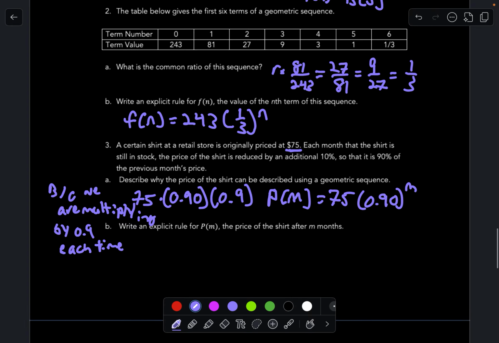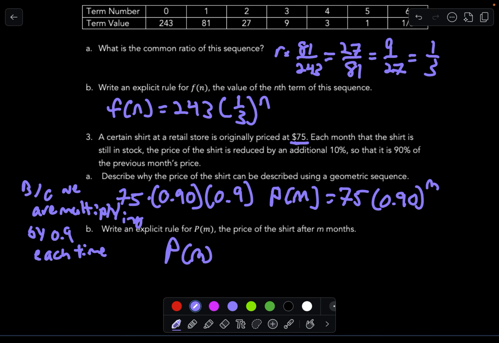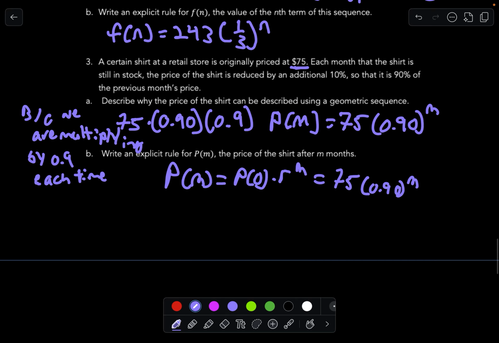So I wrote it up here. P of m will equal your P of 0, your initial term, times r to the mth power, which is 75 times 0.90 to the mth power. And that's how you do this.